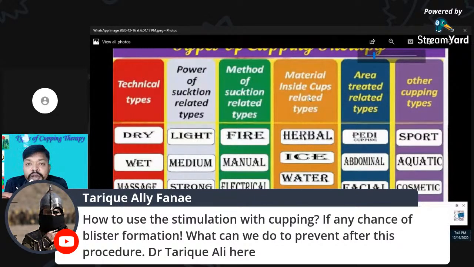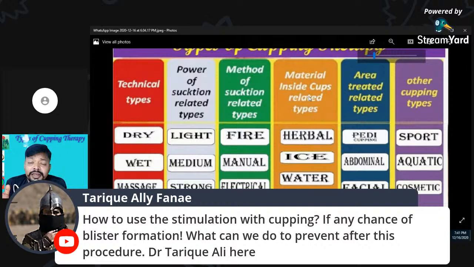Some question is how to stimulate with cupping, and if there is any chance of blister formation. That is a different issue. The mechanism of cupping has more than 10 reasons behind it, so that is another session. I will try to contact other classes, but it's a vast session. Today I will just discuss the types of cupping.